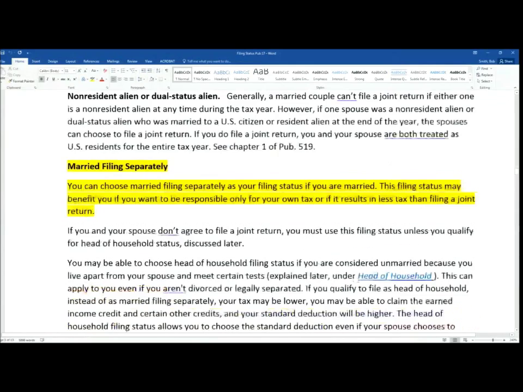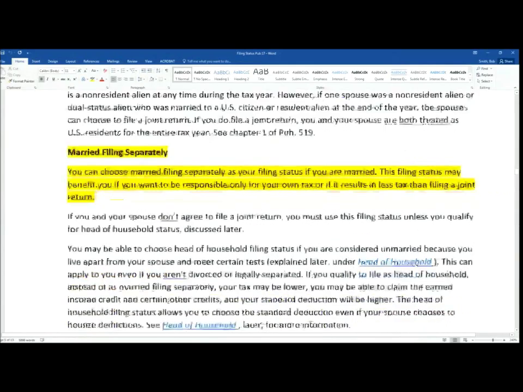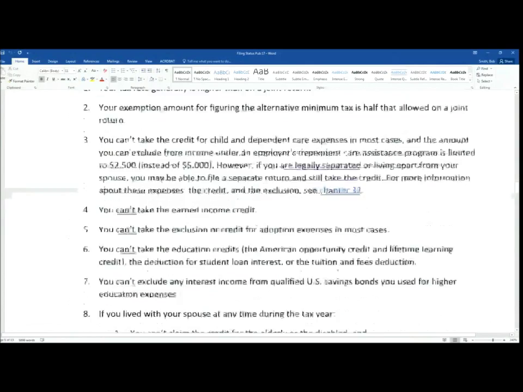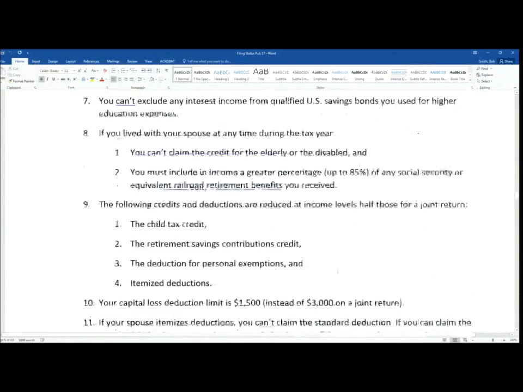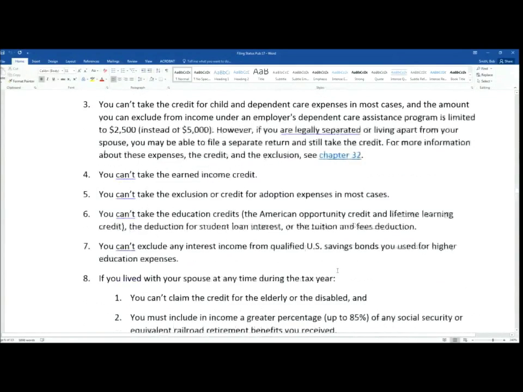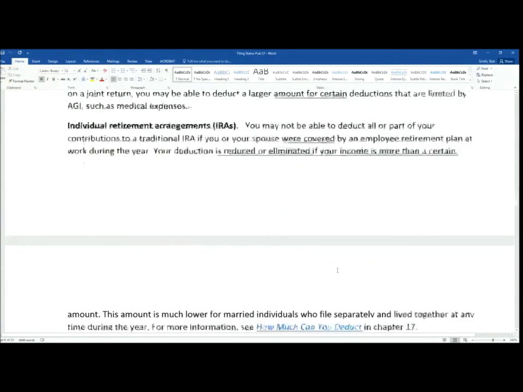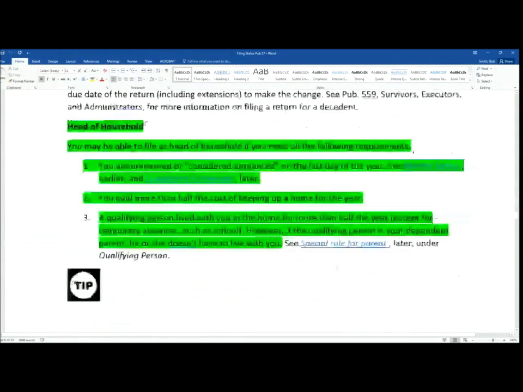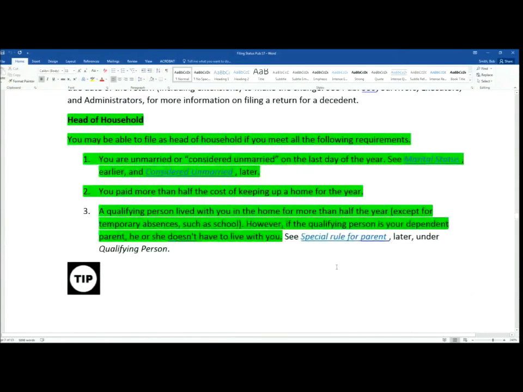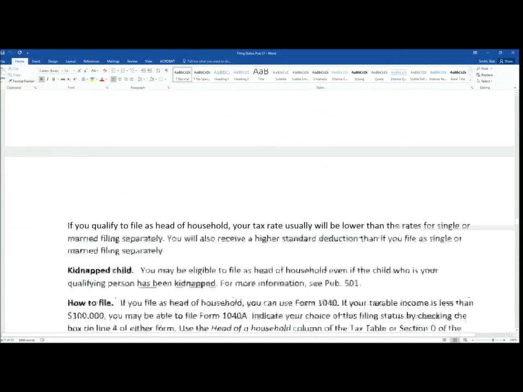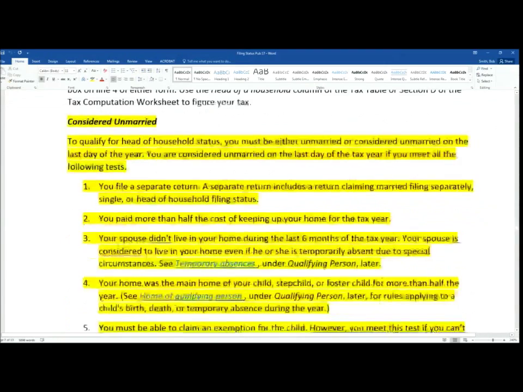Married filing separate. Look at how long that list is of reasons why married filing separate's not a very good filing status. But again, for us, we can't do the return. Head of household: unmarried or considered unmarried, paid more than half the cost of keeping up the home, had a qualifying person with you. Now, this is what I wanted to get to, and I'm rushing here, and I do apologize. It always goes long.